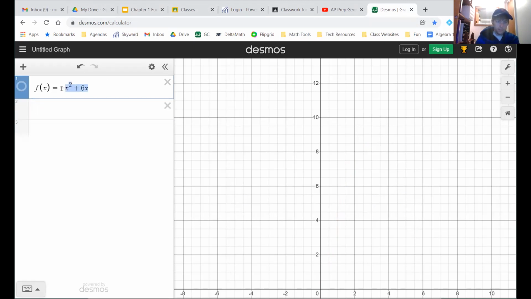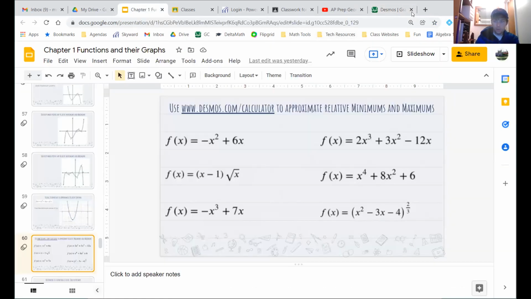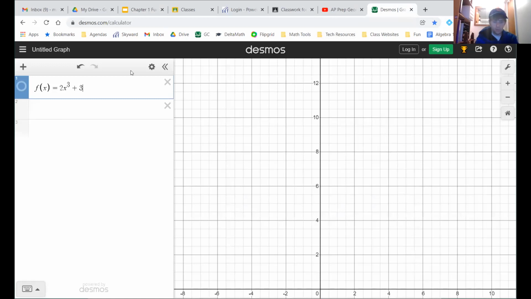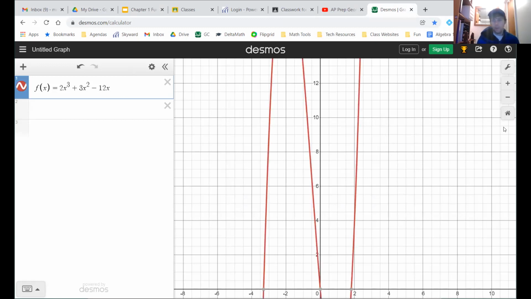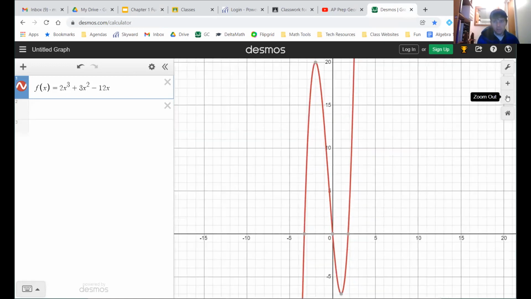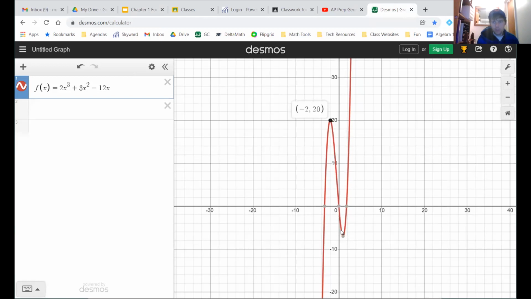Let's just do this. 2x cubed. Already forgot what I was supposed to do. Plus 3x squared minus 12x. Make sure that's turned on. With some of these, again, you're just looking for the minimums and maximums, so the graph doesn't need to be beautiful. You don't need to change the graph settings so much. Just zoom out until you can see it. Right? As long as you can see it and click on it, you're going to be good to go.